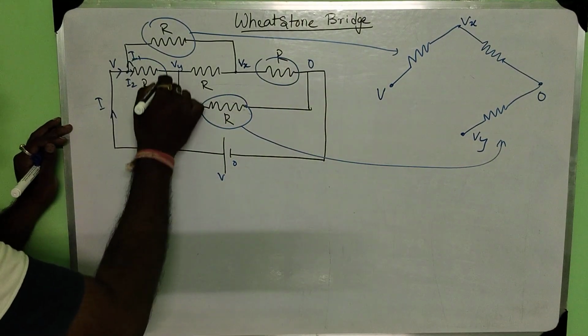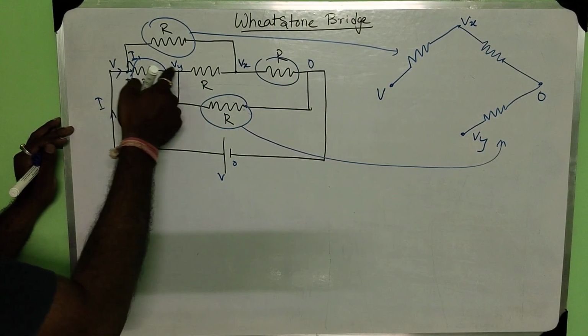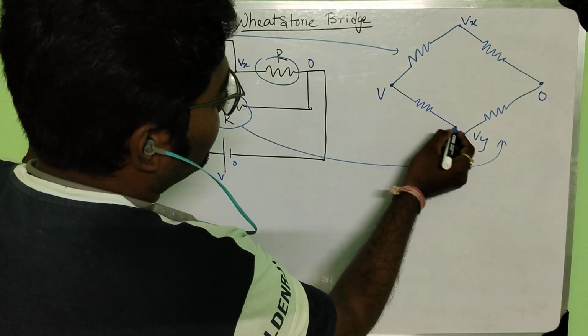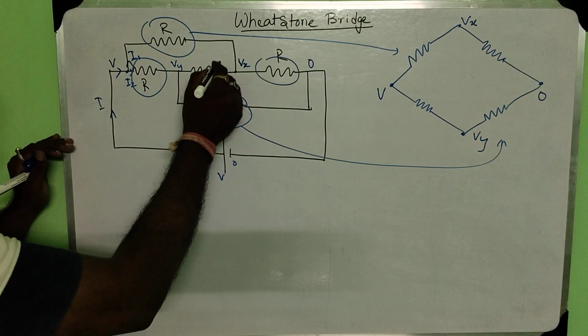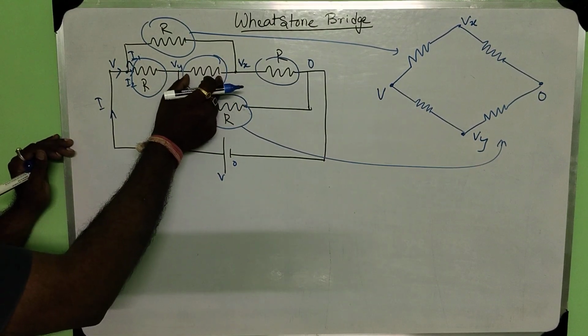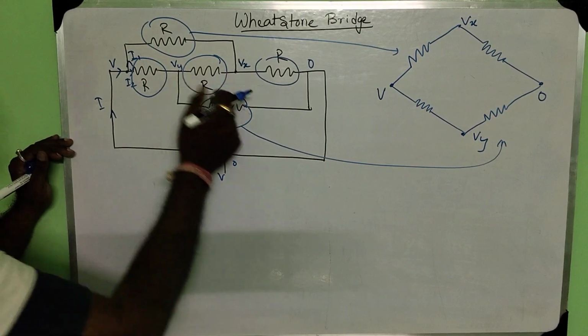Now, this resistance is connected between V and Vy. This resistor is connected between Vx and Vy.